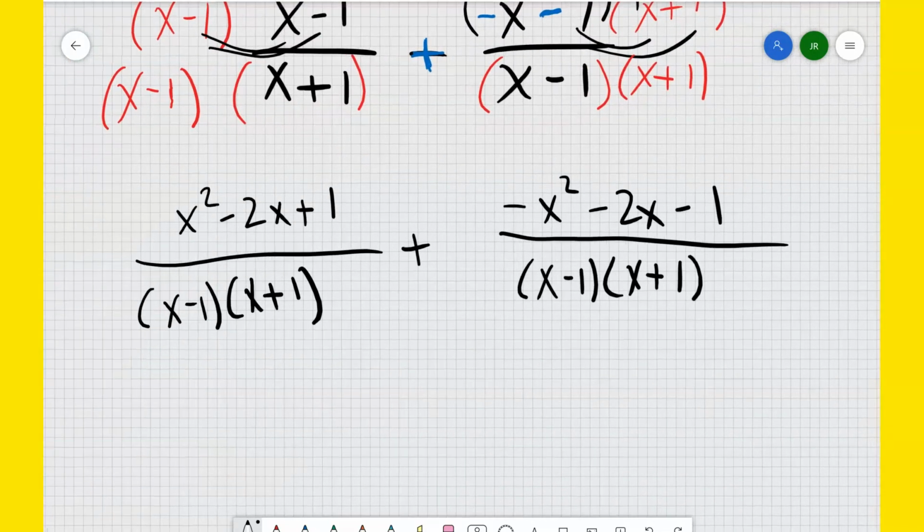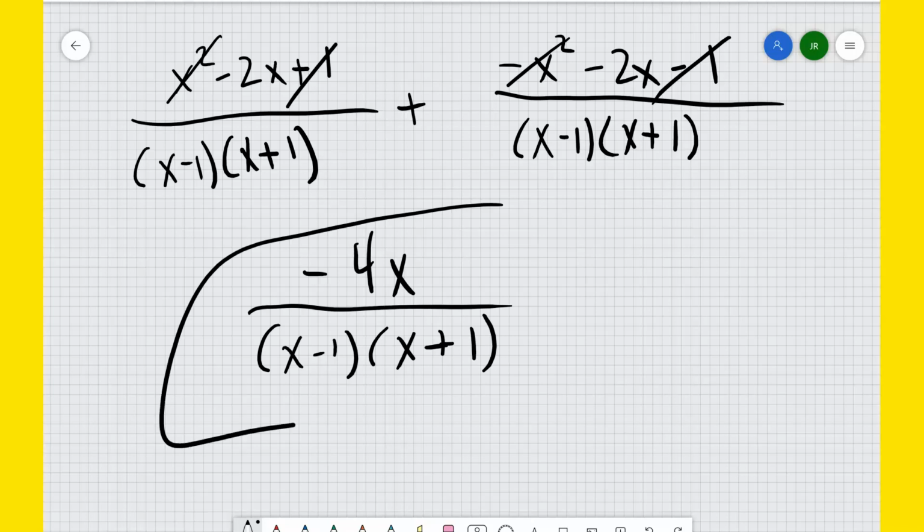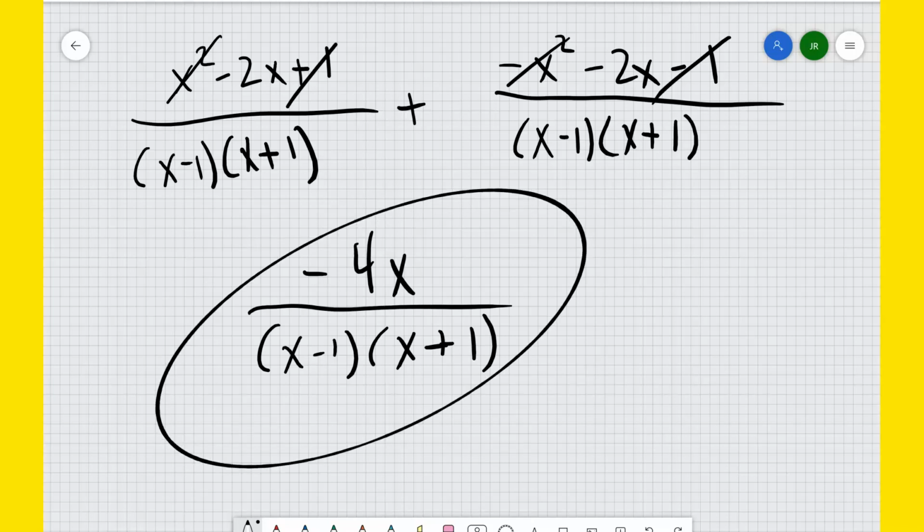And now I get to combine my like terms on top. Since they have a common denominator, I'm just combining them into one fraction by combining like terms on top. So let's see, x squared plus negative x squared cancels. That's 0x squared. So there's no more x squared. Negative 2x plus negative 2x is negative 4x. 1 plus negative 1 also cancels. That's 0. So I've got negative 4x over x minus 1, x plus 1. And there's no simplification I can make there, so that is my final answer.